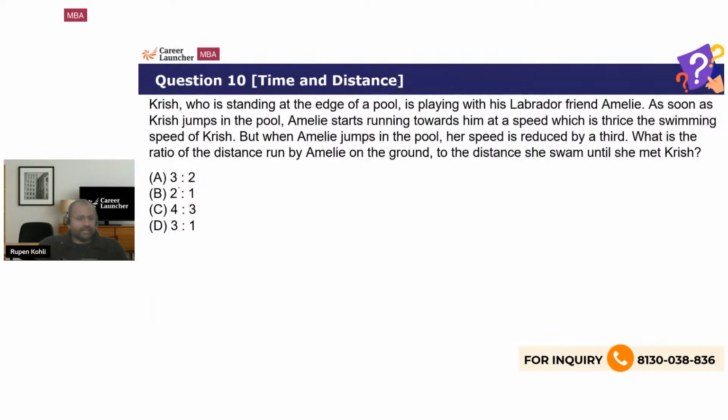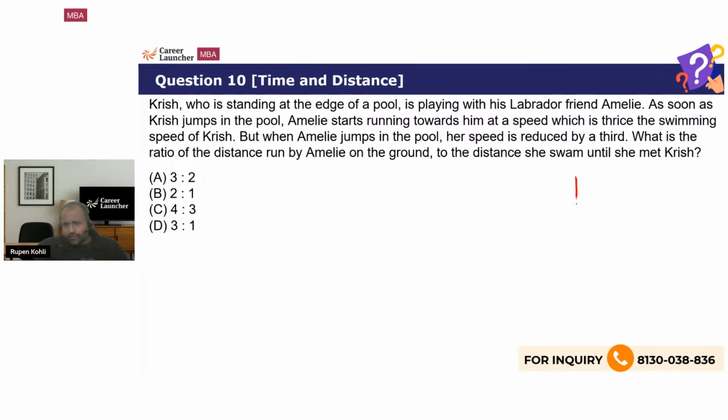Again something quite an interesting one. We haven't done anything on time and distance. Let's do something. Okay, here we go. Krish, who is standing at the edge of a pool, is playing with his Labrador friend Emily. Whenever any time and distance question comes in which a story starts, I always start drawing a diagram. I find it easier that I am capturing a kind of visual figure and then solving it. So there's a pool, there's also Emily on the ground initially, hopefully. As soon as Krish jumps in the pool, Emily starts running towards him because Krish is standing at the edge of the pool. So Labrador friend is behind somewhere, right?